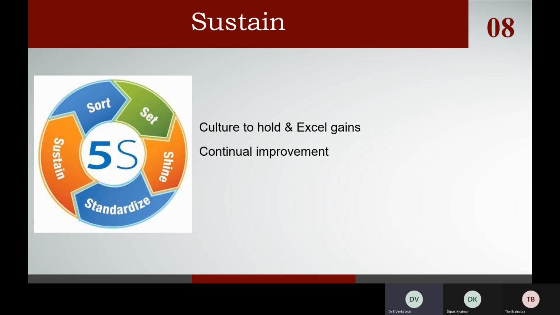Whatever gains we have gotten in the first 4 steps, we have to sustain them. Otherwise, like in the shine step, entropy will kick in again, the disorderliness will start, and we have to start all over again. So that's why this step is very critical as well. And of course, the next cycle will start with sort again and end with the sustain process. I think this is the last slide, I believe.